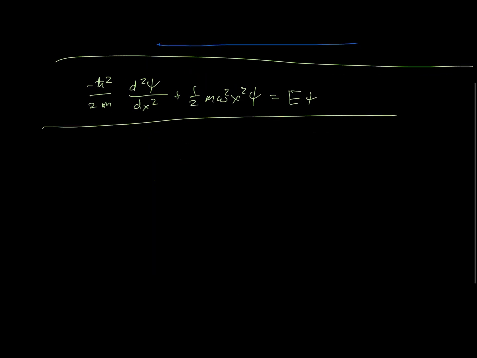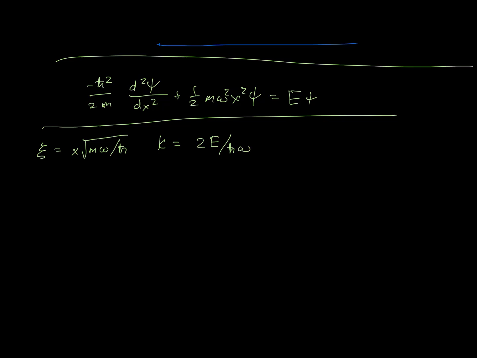And then, the replacements we're making, let me go ahead and write these down. So we have our xi is equal to x square root of m omega over h bar, and k equals 2e over h bar omega. Yeah, h bar omega.